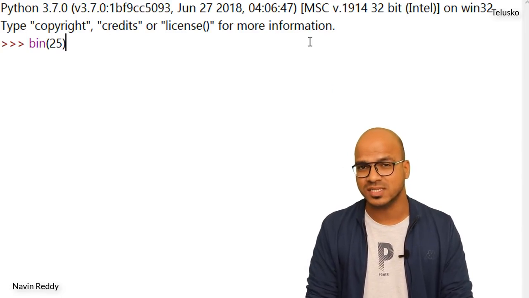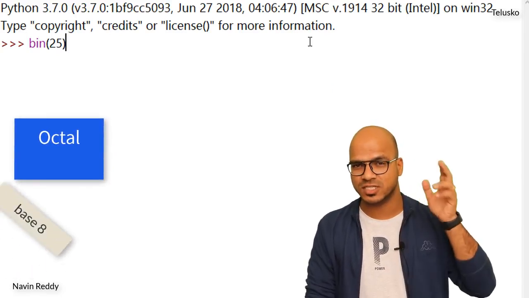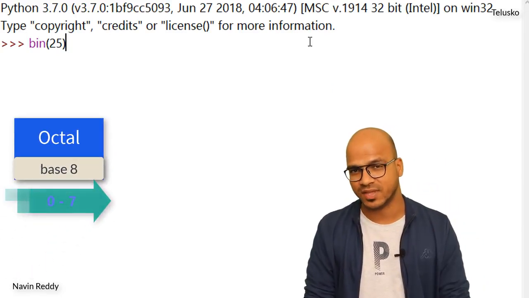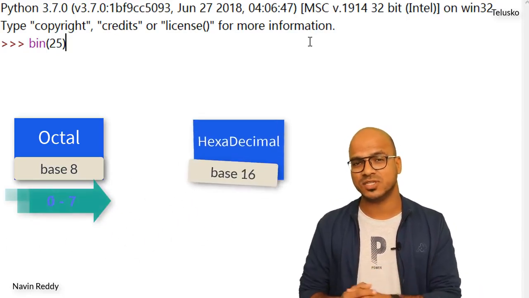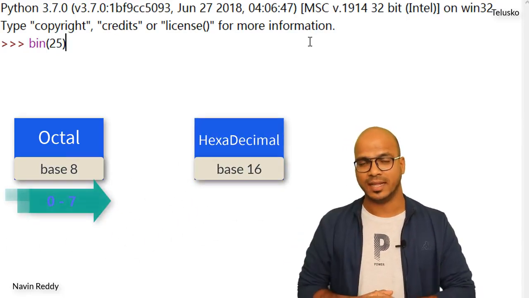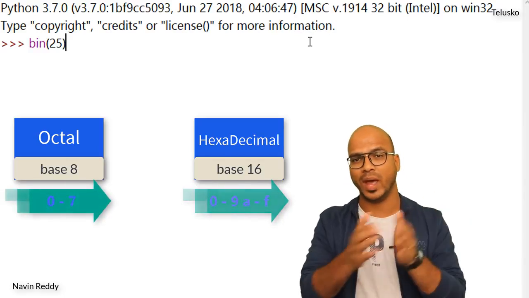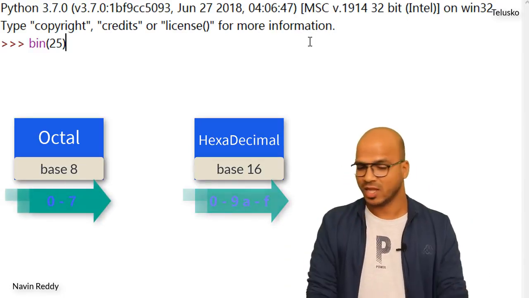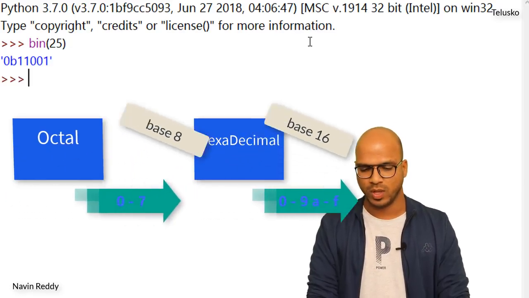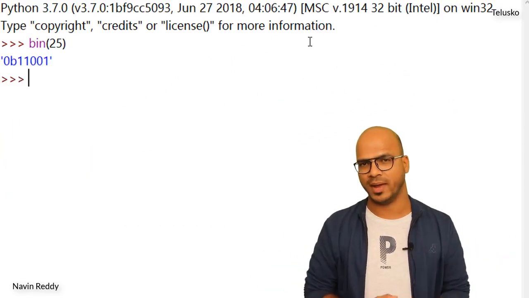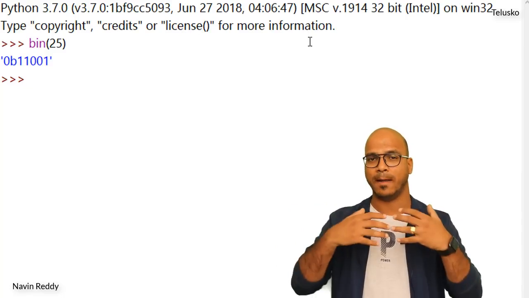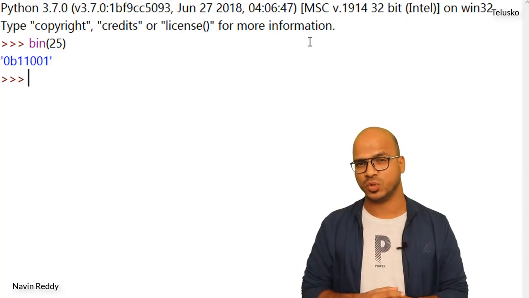In fact, we have the octal system where we have 8 digits, so it starts with 0 and ends at 7. On the other hand, we have the hexadecimal system where we have 16 as a base. It starts with 0, goes till 9, and after 9 it goes from A to F, so in total we have 16. Now let's come back from decimal to binary. We'll press enter, and you can see this is your binary format. It's so simple. You just need to use the bin function, and in brackets you pass 25.